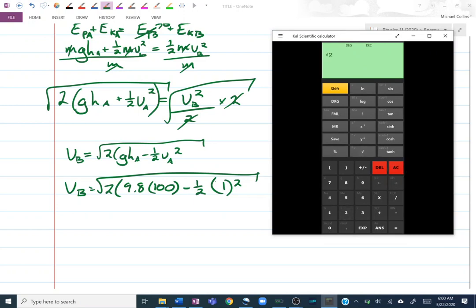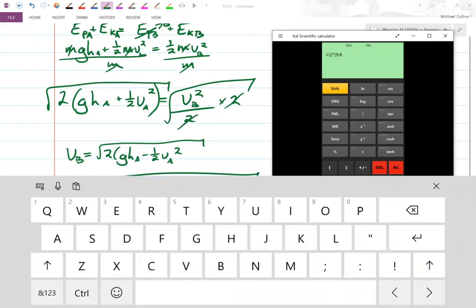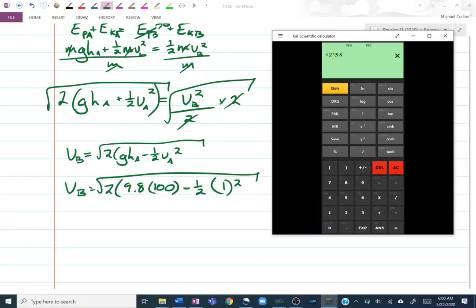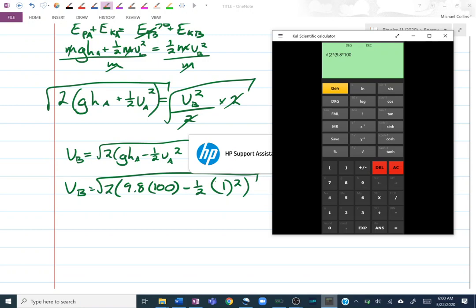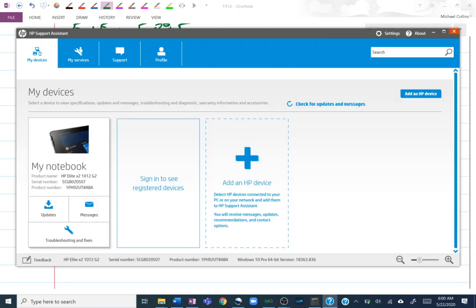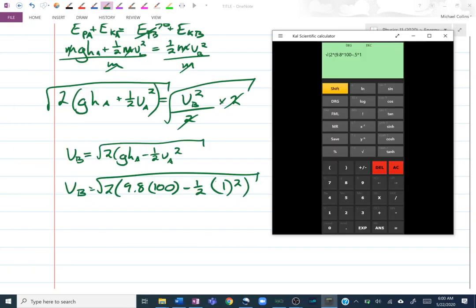The square root of 2 times 9.8. Oh, and I missed a bracket. That 2 is multiplied by everything in the bracket. 2 times 9.8 times 100, which means I actually forgot to close my bracket over there. 2 times 9.8 times 100 minus 0.5 times 1 squared. Close that bracket.